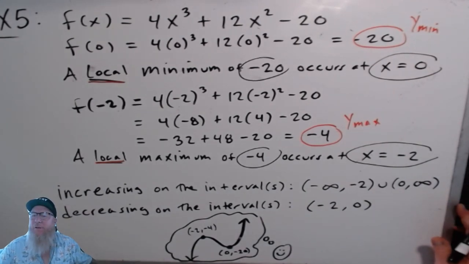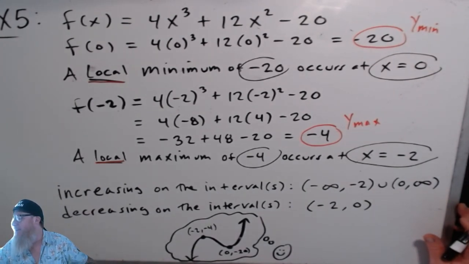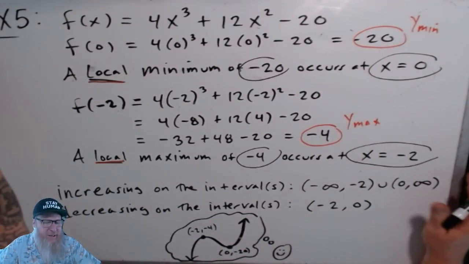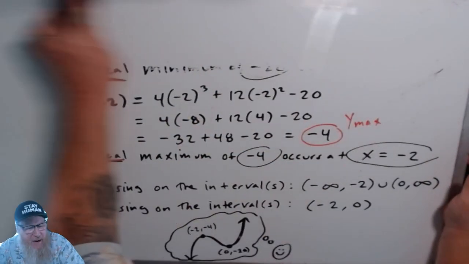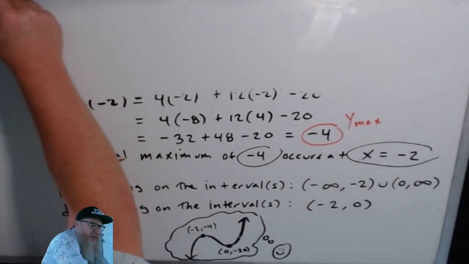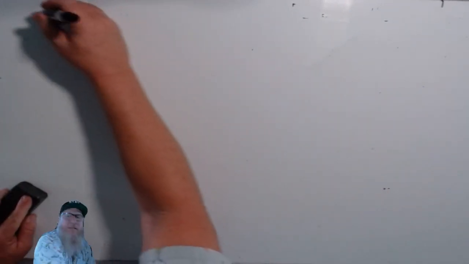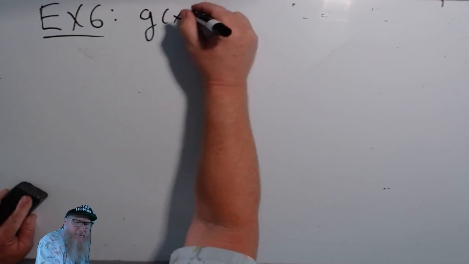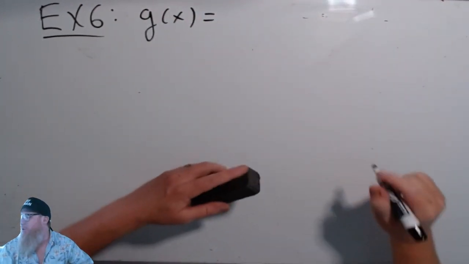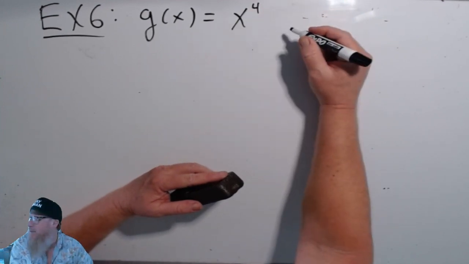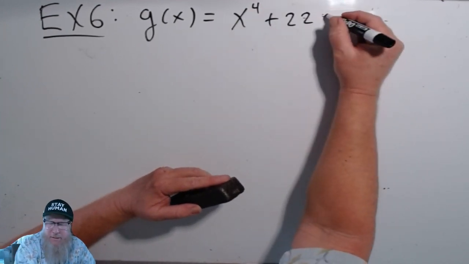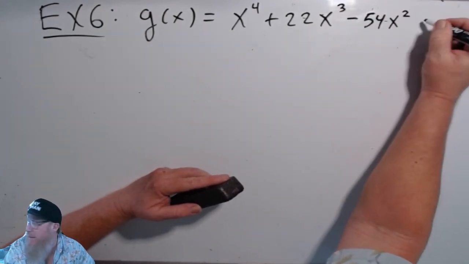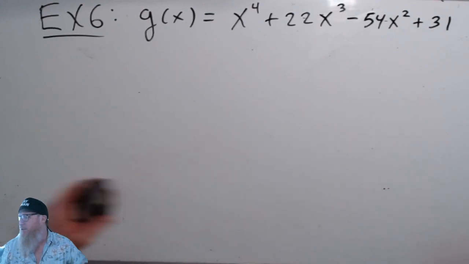All right, well, we got a lot more to do today, so let's do another example. I'm kind of just going to go higher and higher. Let's do a quartic. So this is called a cubic, third power. The next one is a quartic, a fourth degree polynomial function. Call this one g of x. x to the fourth plus 22x to the third minus 54x squared plus 31.